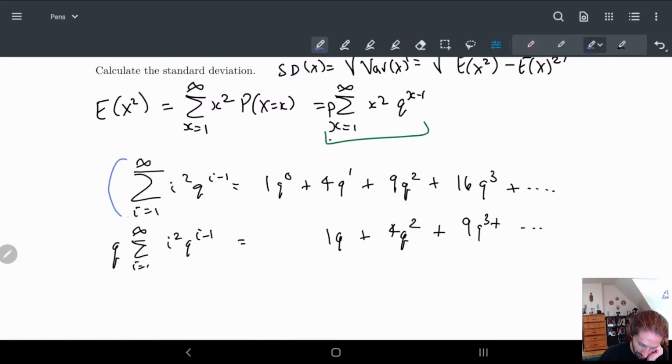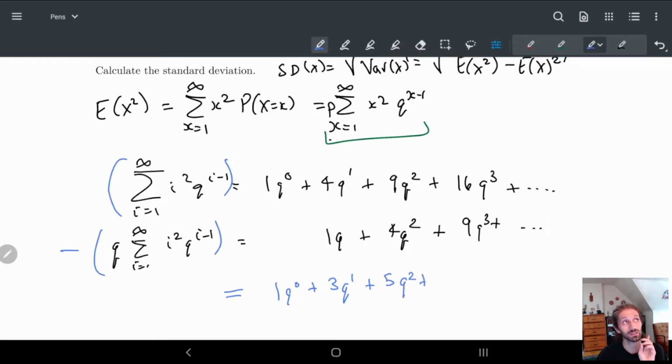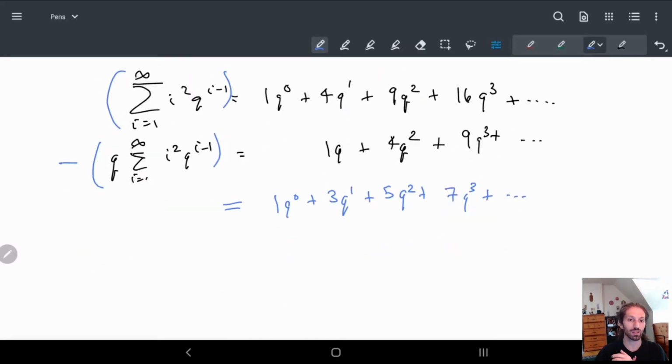So if I then take this and subtract this, this gives me 1 q to the 0, plus 4 minus 1 is 3, so I get 3q to the 1. 9 minus 4 is 5, so 5q squared. 16 minus 9 is 7. And at this point, you should probably see a pattern. This is just the odd numbers. If I have the odd numbers, you can see this is just 1 minus q times our summation.